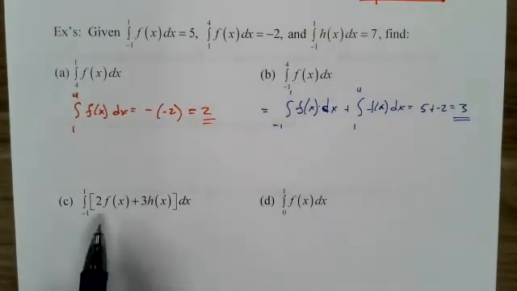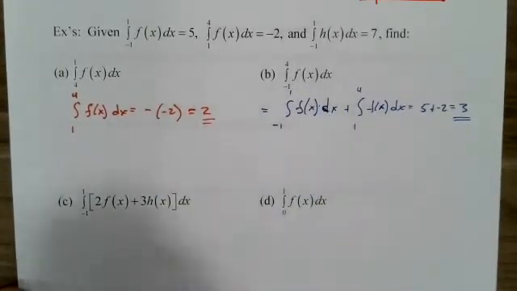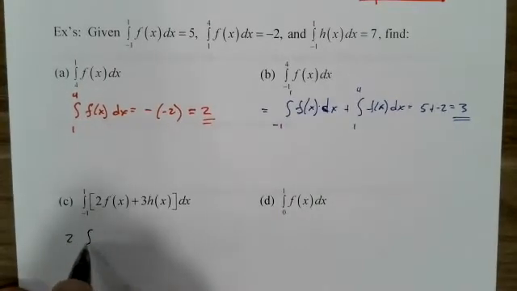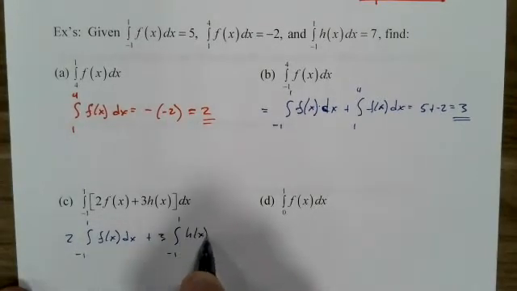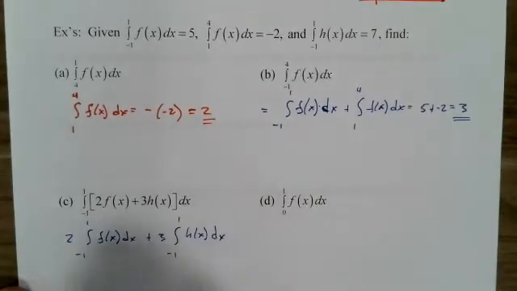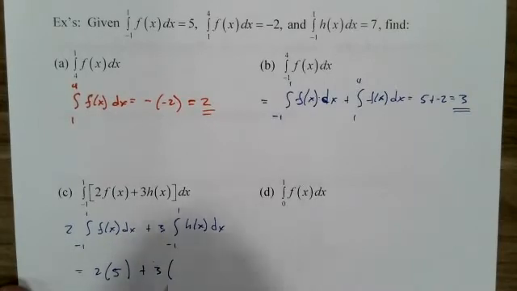And then down here, we're going to break them apart. We know -1 to 1, we know -1 to 1. So we're going to go with 2 times the integral from -1 to 1 of f of x dx plus 3 times the integral from -1 to 1 of h of x dx. And we're going to get 2 times 5, running out of space a little bit here, plus 3 times 7, 31.